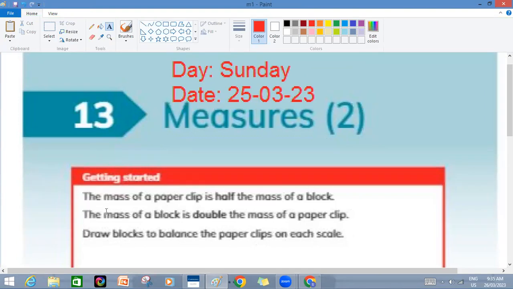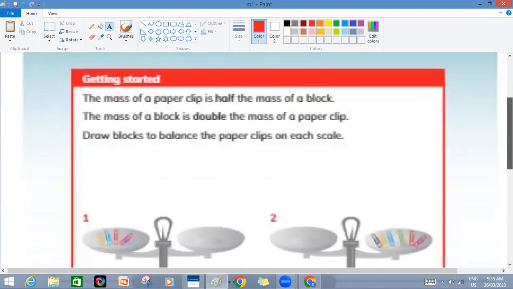So let's start. Getting started. The mass of a paper clip is half the mass of a block. Here you can see they are making a balance. The mass of a block is double the mass of a paper clip. Draw a block to balance the paper clip on each scale. First, they have given us information about the paper clip. Paper clip is the half mass. Mass means weight of a block. The mass of a block is double the mass of a paper clip.